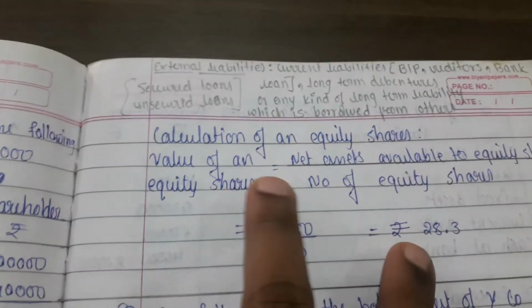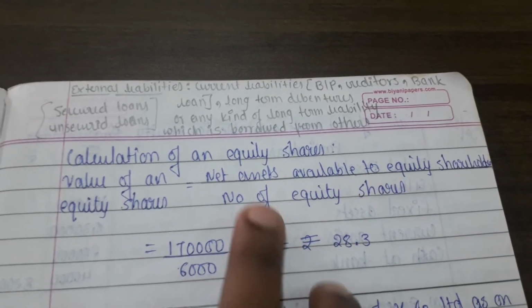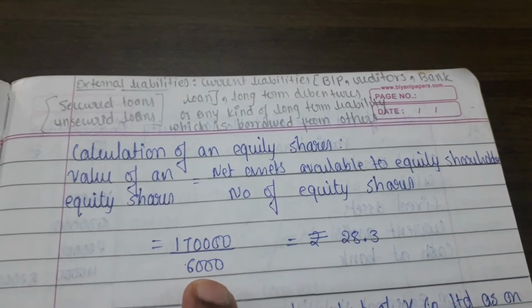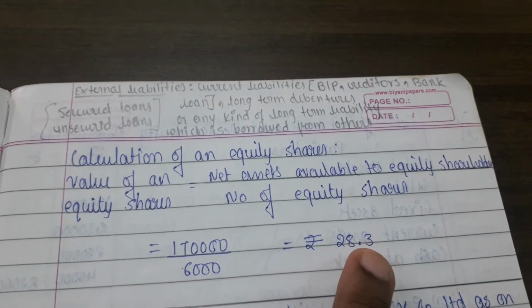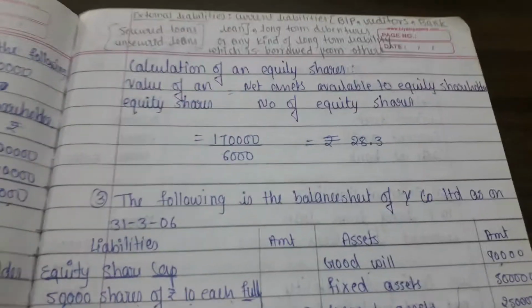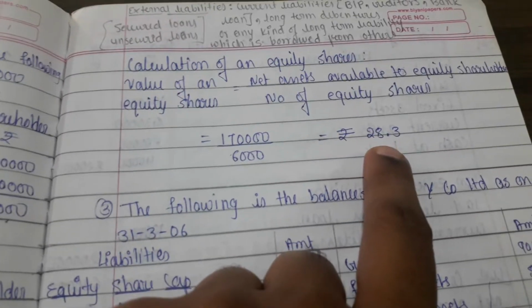Okay, we have to apply the formula: calculation of value of equity shares. So that is net asset available to equity shareholders divided by number of equity shares. That is 1,70,000 divided by 6,000, so 28.3. You can observe over here again, first it was 10 rupees a share. Now when we value it again, it has come down to how much? 28.3.